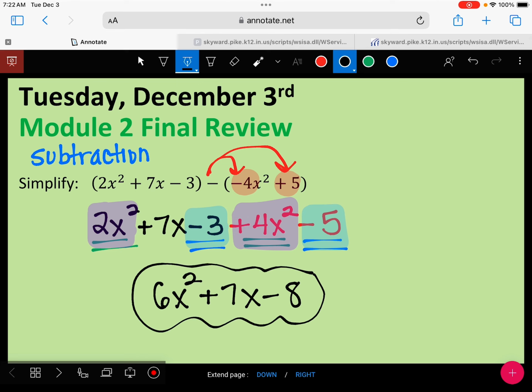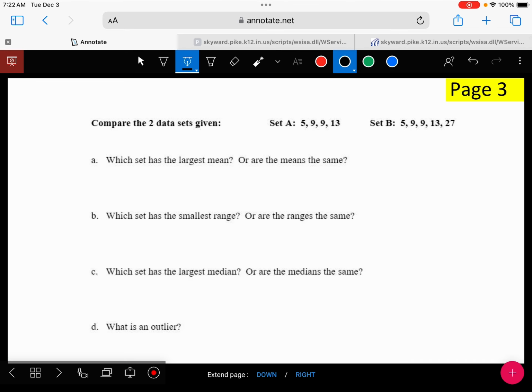All right, go ahead, take out your note packet. And I want you to find, we got 2 data sets. So go to page 3 in your notes. So we have set A and we have set B. So I want you to find the mean of set A and set B.